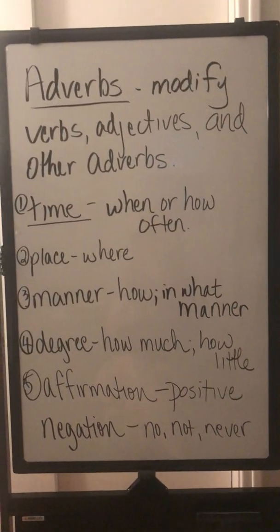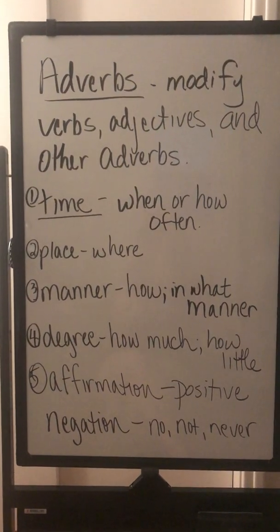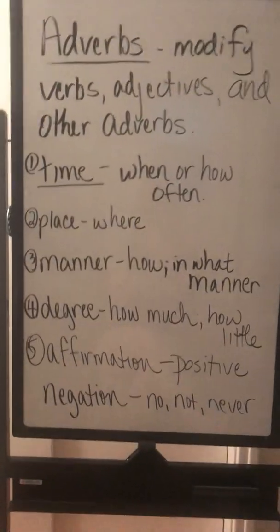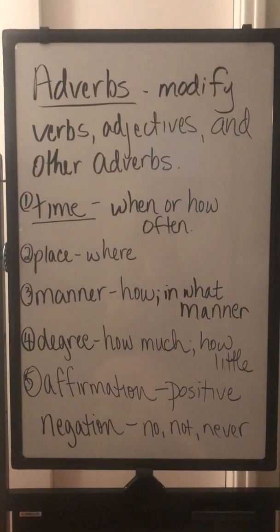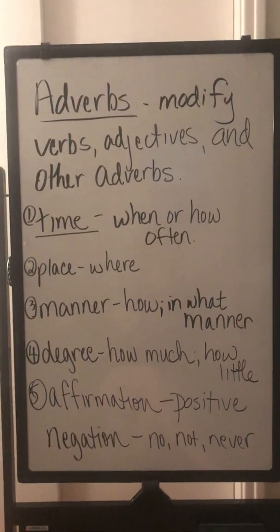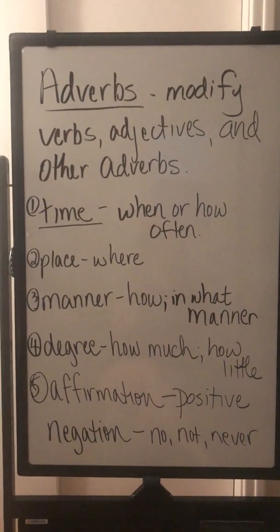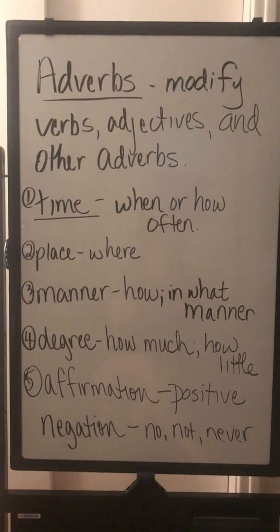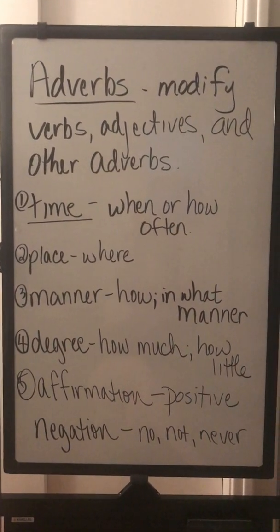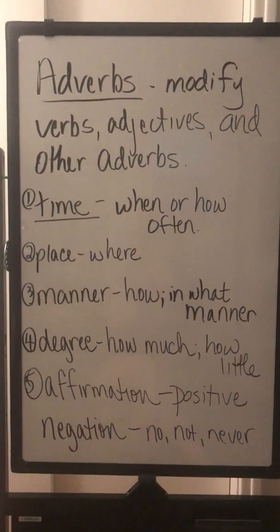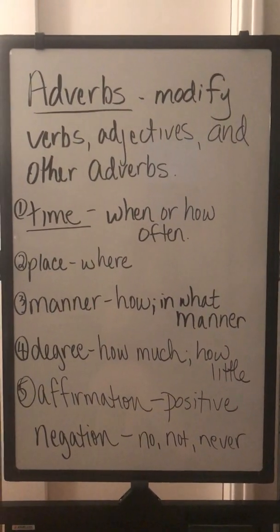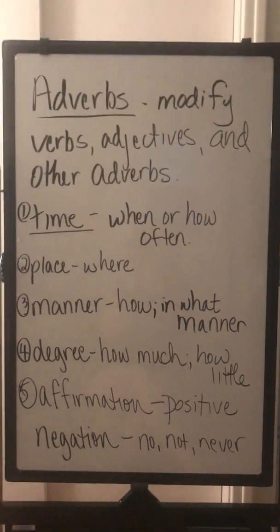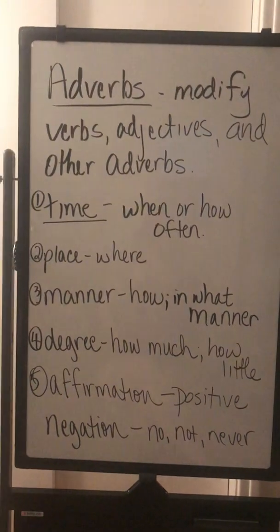The other ones, we don't see them very often, but they are adverbs of affirmation at the bottom of my list, and negation. So words that are affirmation would be words like indeed or yes, where you're affirming or agreeing with a position. Negation are negative words, and they're no, not, and never. So whenever you see the words no, N-O, not, or never in a sentence, those are adverbs of negation.